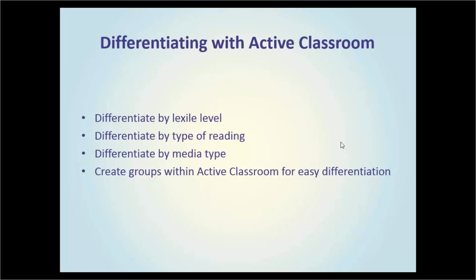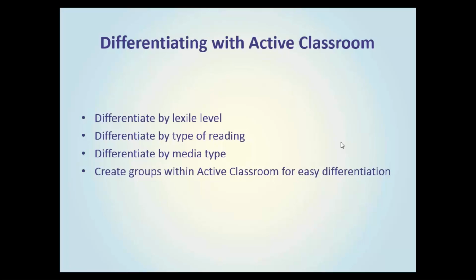Differentiating with the active classroom is really easy. You design a lesson, assign it out to the first group, then tweak it and assign it out to the second or third group. It's easy to differentiate by Lexile level because our Lexile levels are listed in a column all their own. It's easy to differentiate by types of reading. We have such a range of reading styles and formats that you can find something to meet the needs of all your students.